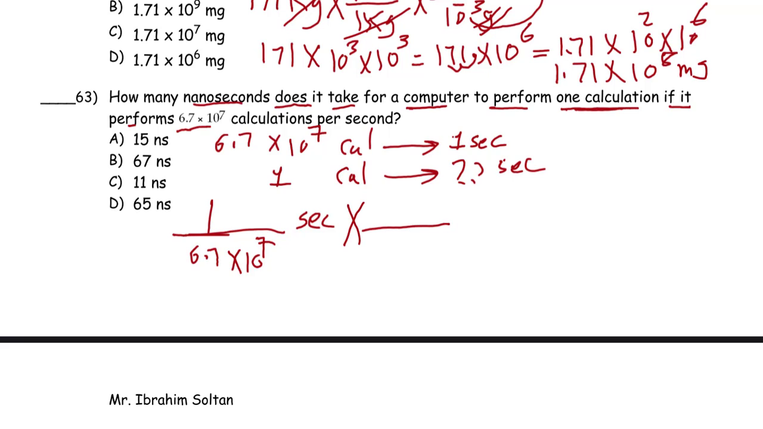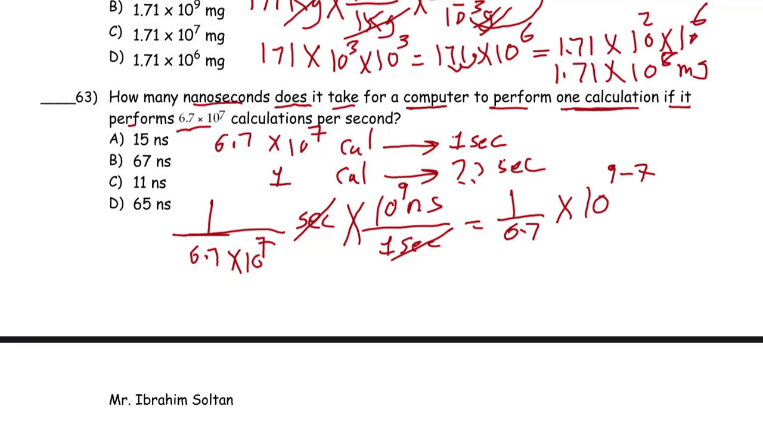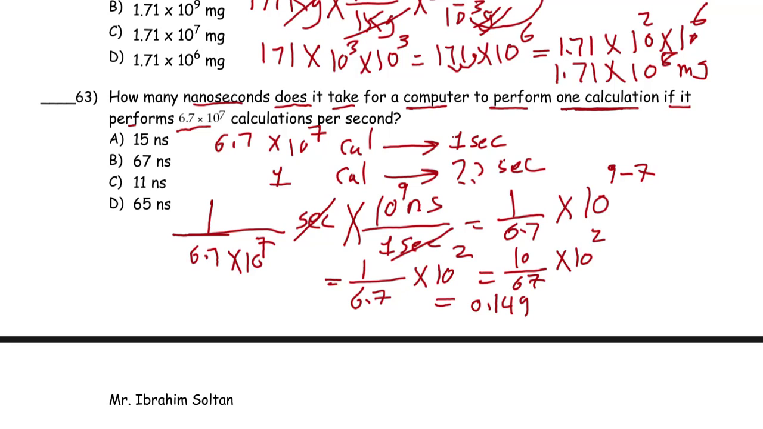Times, you know that nano means 10 power negative 9, or if you say 1 second here, it contains 10 power 9 nanosecond. Second goes with second, so 1 over 6.7 times 10 power 9 minus 7. So it equals 1 over 6.7 times 10 power 2. This is equal to 10 over 67 times 10 power 2. It yields 0.149 times 10 power 2, which equals 14.9 nanosecond, approximately 15 nanosecond. This is the time for one calculation. We have this answer here, letter A.